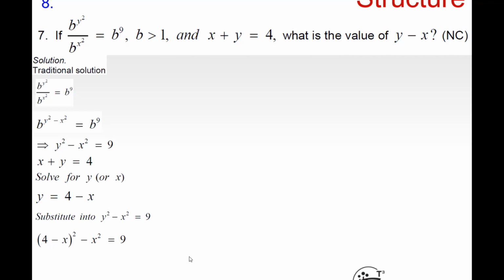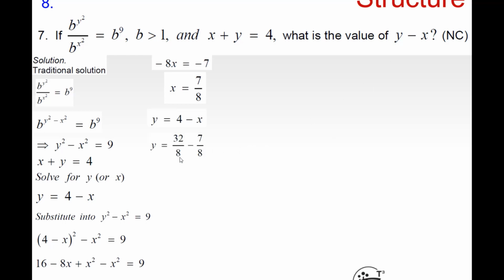Press pause as needed anytime. I'm going to have to square this binomial. Fortunately, the x squared terms add up to 0. And when I go ahead and solve this, I get x is equal to 7/8. Still not finished. I need to find y and then subtract x. So I'll substitute back into the easier equation, and I get a common denominator so that I can subtract those and get y is 25/8. And now when I subtract y minus x, 25 minus 7 is 18/8. Simplifies to 9/4. Perfectly valid.